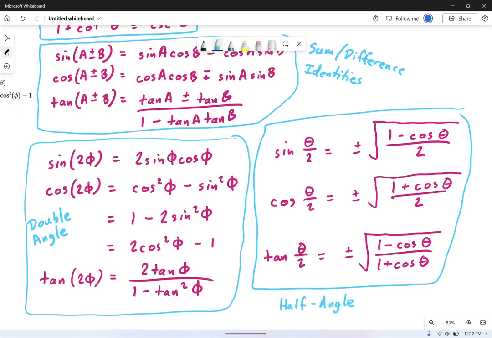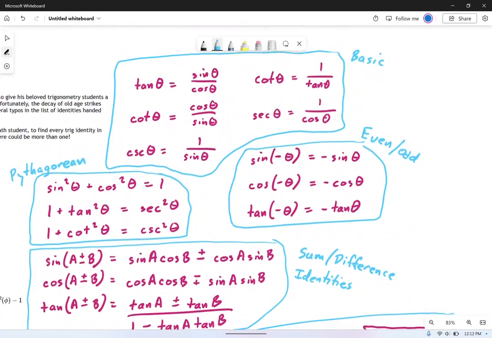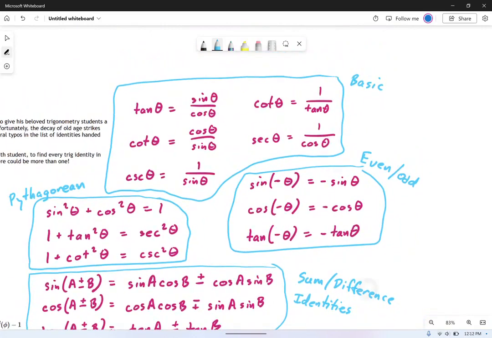These are the most common identities used in trigonometry at this level of high school algebra. I'd recommend memorizing most of them, but in terms of the really essential ones, probably this screenshot right here. You should memorize this screenshot right here for sure.